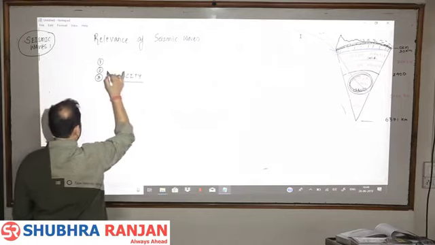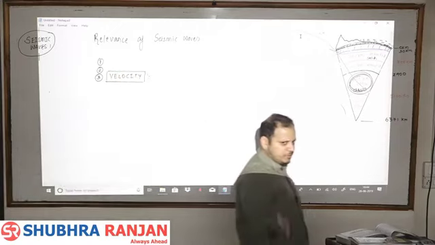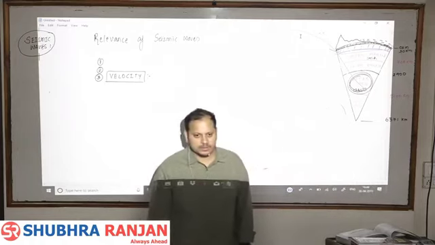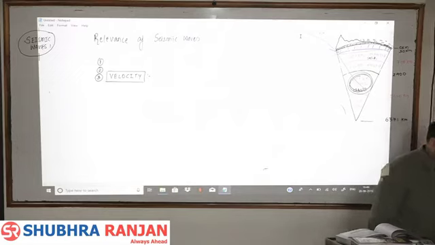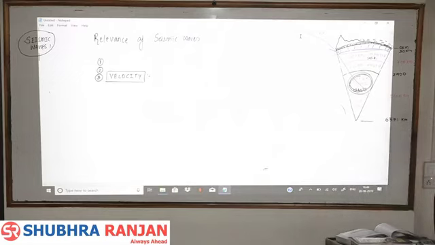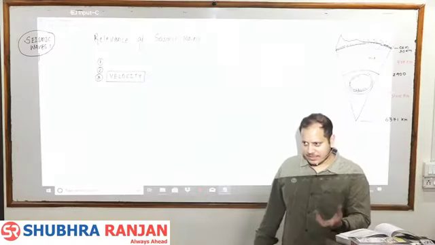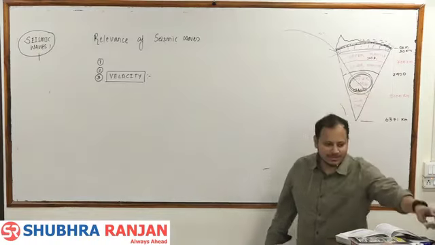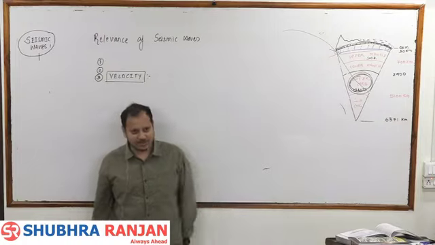Point number 3, velocity. You have to explain only these three points above. Velocity. What will you write in velocity? Maximum velocity, where? Core. What can we conclude by that? That it is denser. Minimum velocity, in which crust? Continental or oceanic crust? Continental crust.